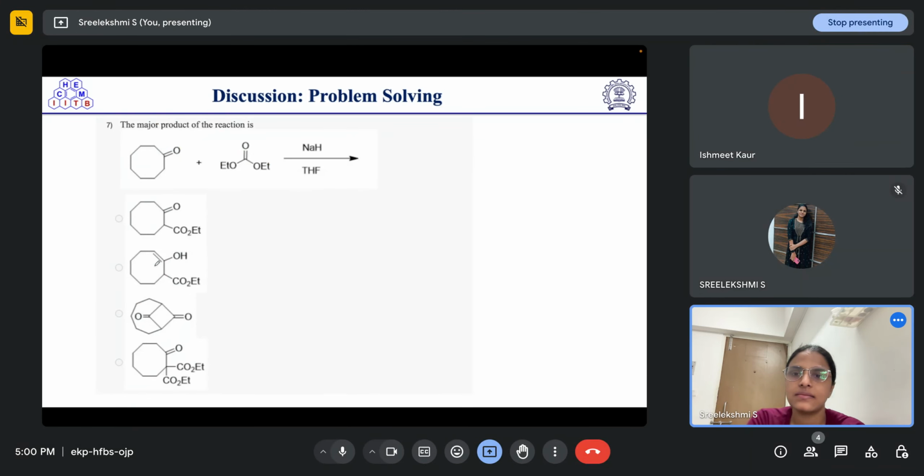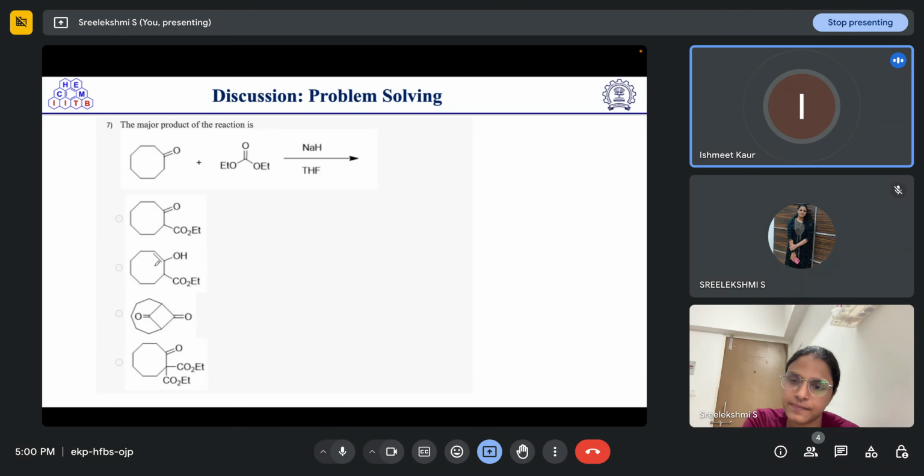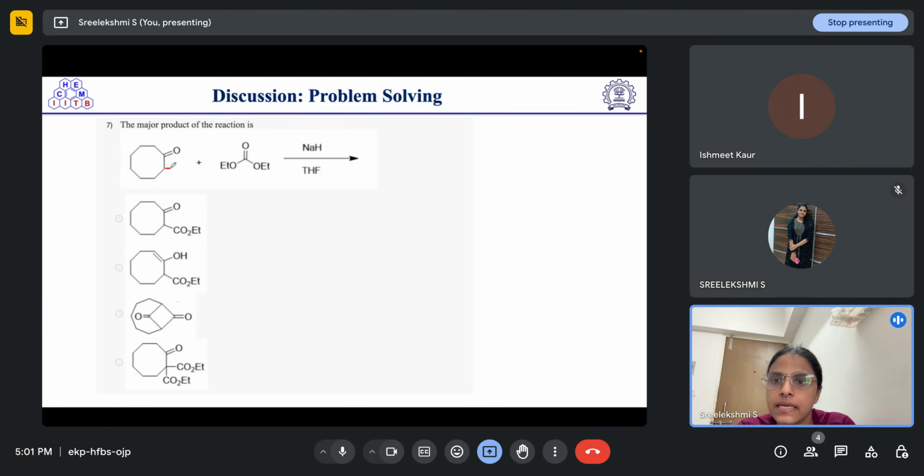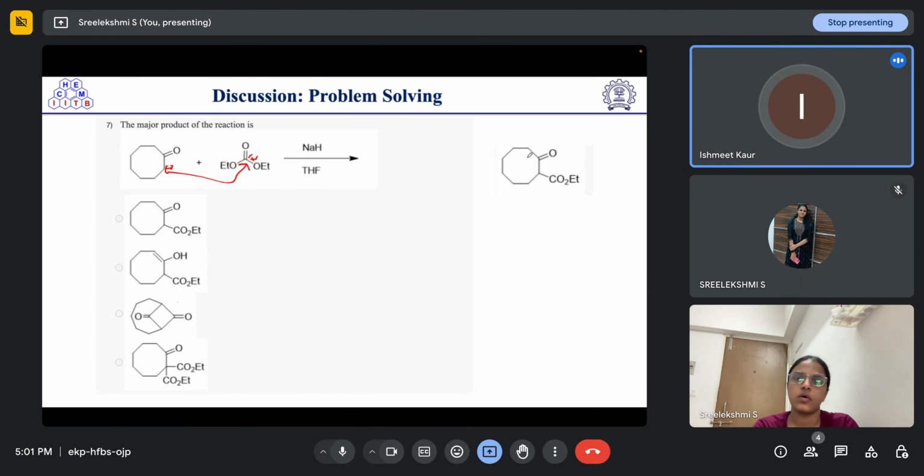Next one. This is also another aldol reaction. Ma'am, option A. So this is also a simple reaction, right? Here the carbanion will be generated, it will be attacking here, and one OEt will be leaving out. Yes, option A will be the answer.